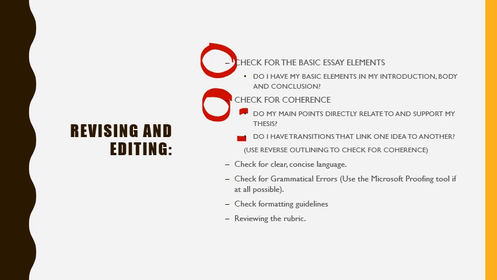And I've talked about reverse outlining. I'm not going to go into detail about that here, but reverse outlining is a great way for you to go back to check your paper to make sure that it is coherent, your ideas are logical, they're organized, and your paper flows. So I would definitely suggest trying reverse outlining in this section of your paper while you're revising.